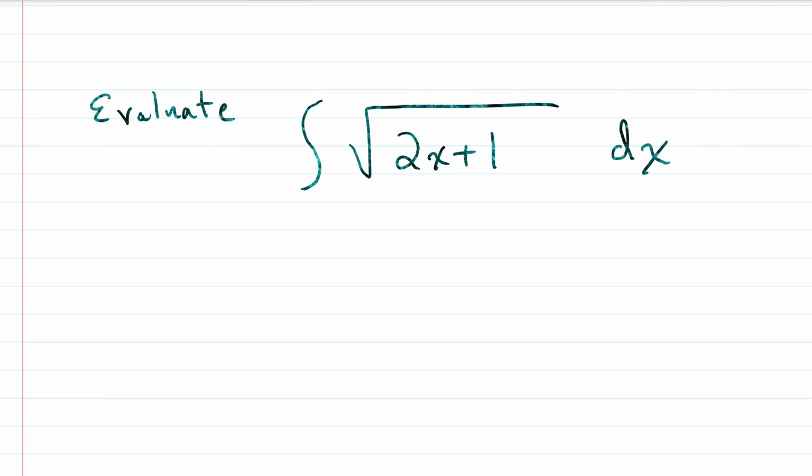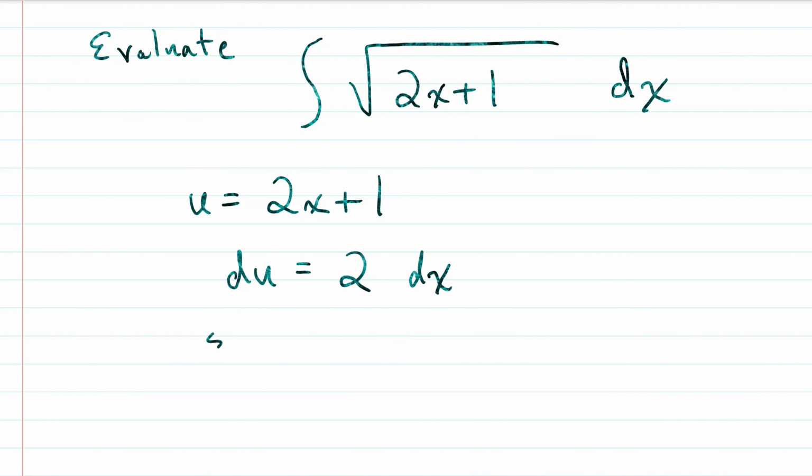Alright, let's take a look at another example. Here we have evaluate the integral of the square root of 2x plus 1 with respect to x. So first let's let u equal that 2x plus 1 underneath the radical there. And then after such we can find what du is, right? So that's not too bad. du is equal to 2 dx.